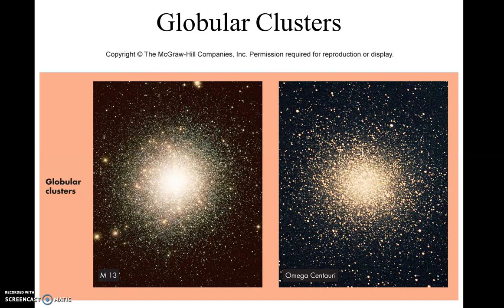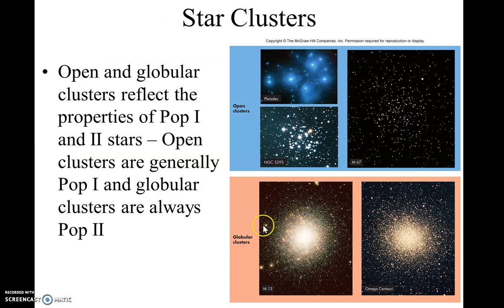There's another globular cluster. Remember, these are really old population 2 stars with very little metal. They generally show a very reddish appearance. So they're comparing the two: the open clusters, with young, hot, blue stars, and then the much older reddish stars in the globular clusters.